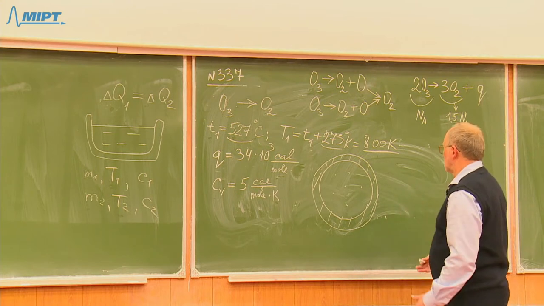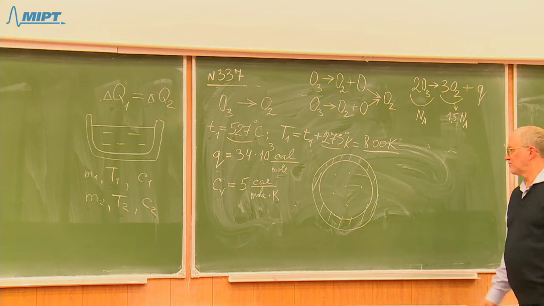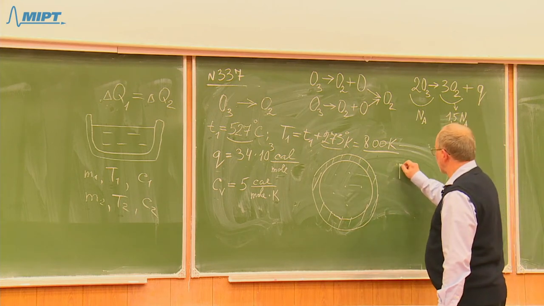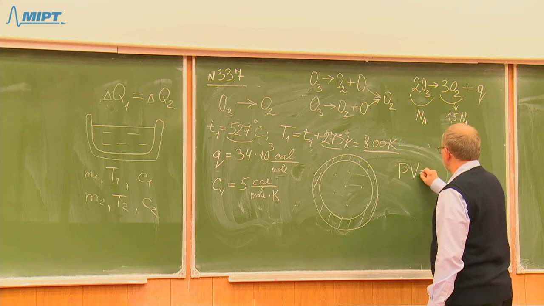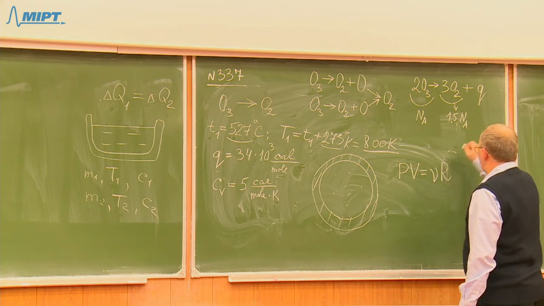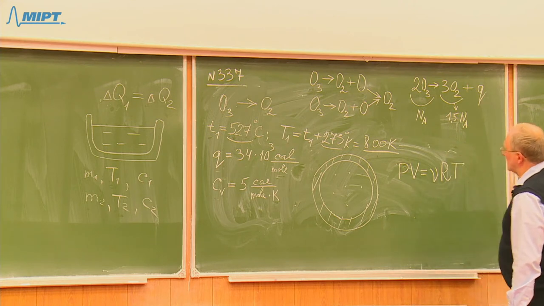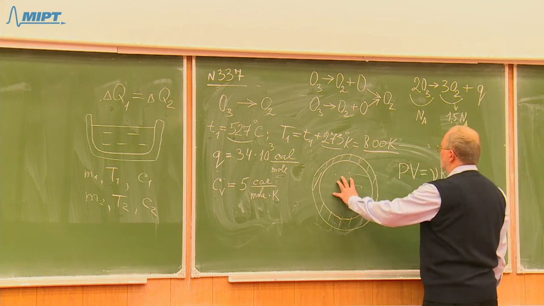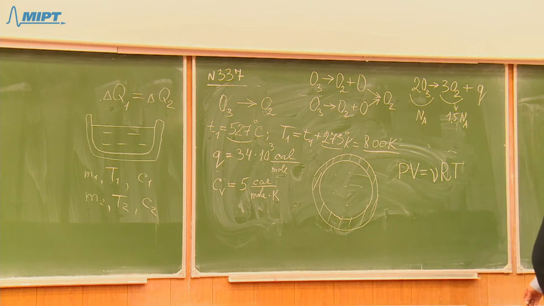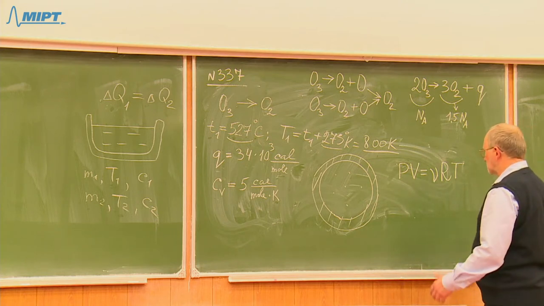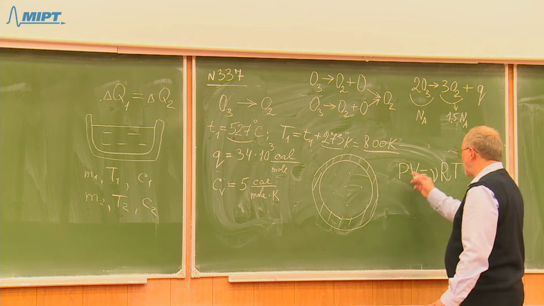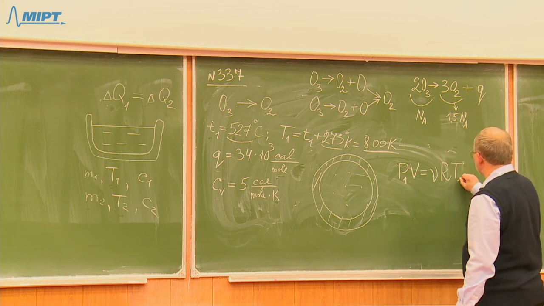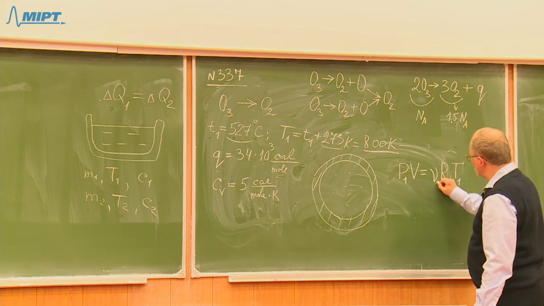What do we know from physics in order to solve this problem? We know certainly the law of ideal gas. That is, pressure times volume equals the number of moles, universal gas constant, and absolute temperature. Initially, when there was ozone here, that equation certainly was true. Certainly the gas obeyed this equation. But originally there was some initial pressure and initial temperature and initial number of moles.